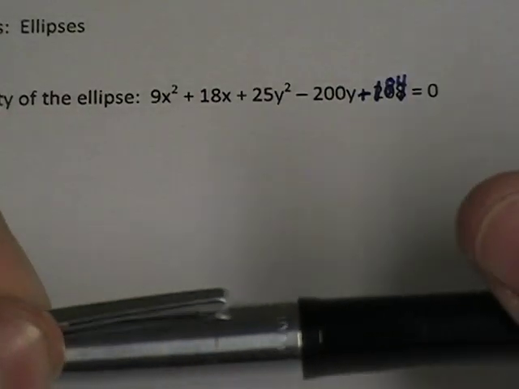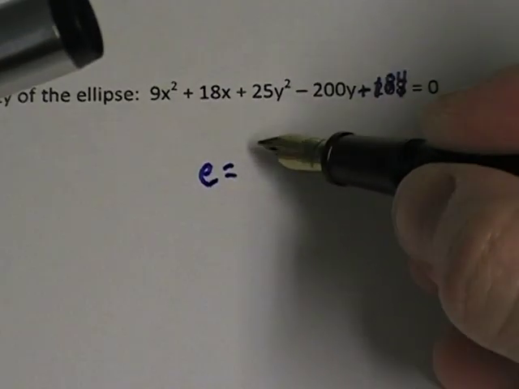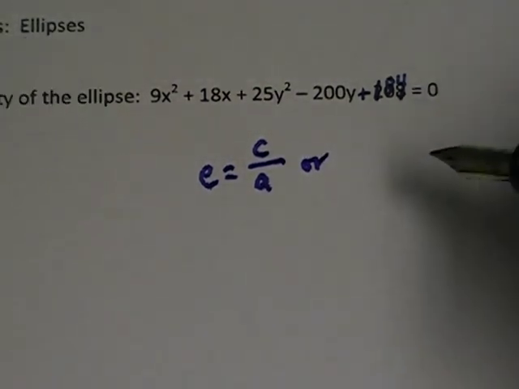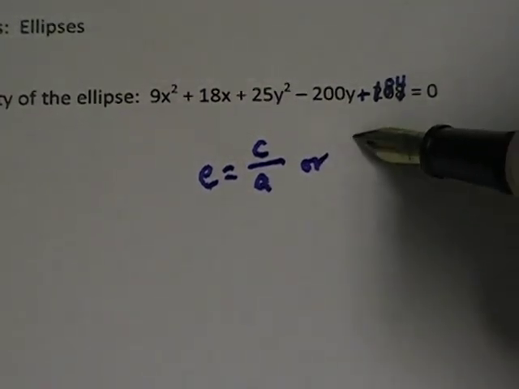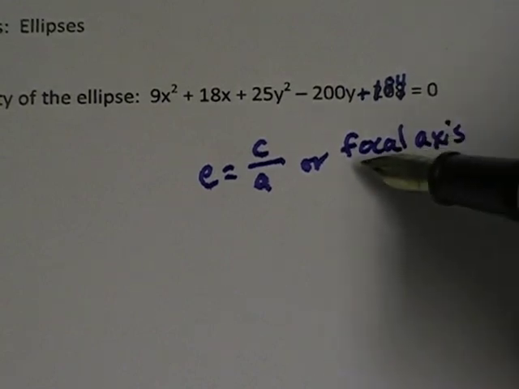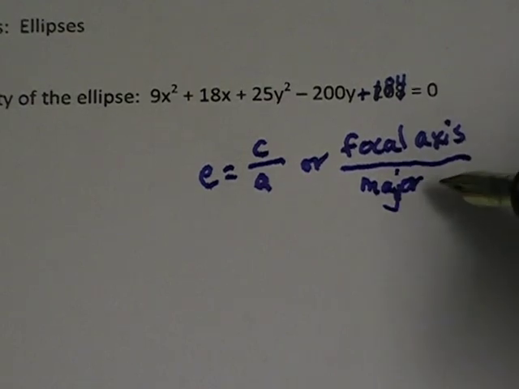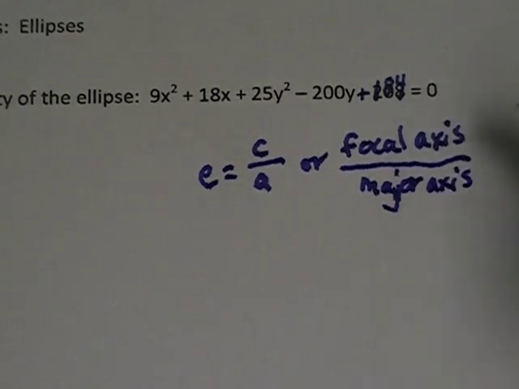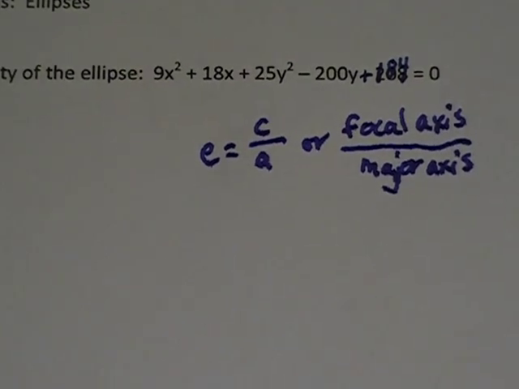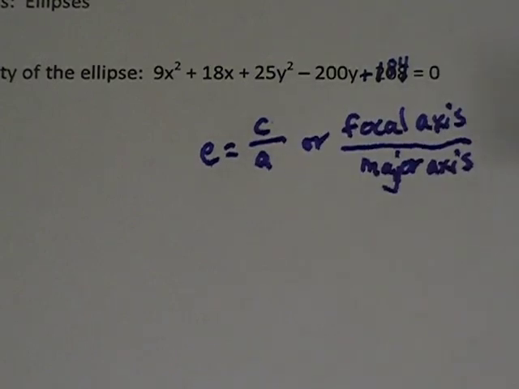And I'm going to remind you that the eccentricity of any ellipse is c over a, or I always remembered it's the focal axis over the major axis. Focal axis over the major axis. Okay? So, what do we know? If we can find c and a, we can find the eccentricity.